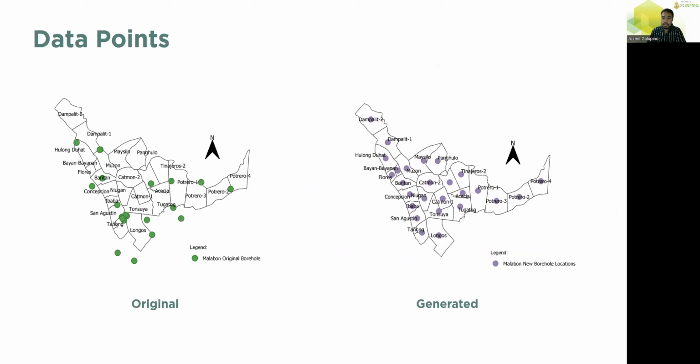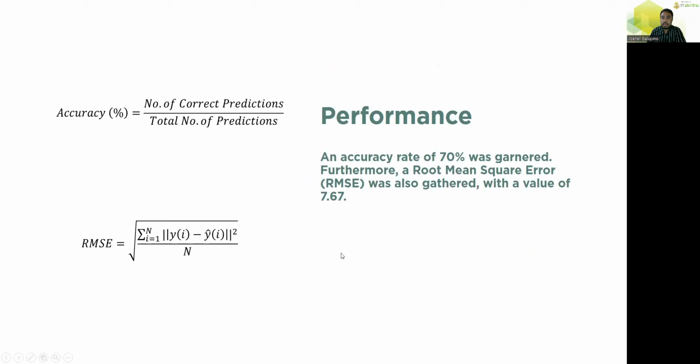For our results and discussion, 19 borehole logs were used for data processing. A total of 26 new data points or locations were generated using geographical information systems, and were processed and modeled using the neural network to estimate the subsurface layer of each Malabon zone in terms of SPT. These data layers were then embedded in the various spots shown in this figure. We used accuracy rates and the root mean square error for validation. We were able to garner an accuracy rate of 70% and a root mean square error of 7.67.